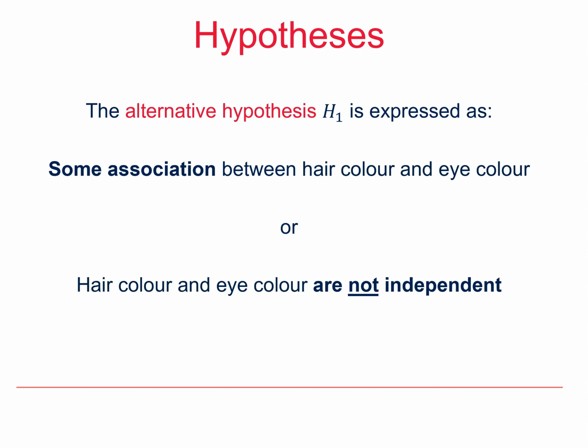And our alternative hypothesis would be that there is some association between hair colour and eye colour, or that hair colour and eye colour are not independent. Note that dependent has a subtly different meaning, so we'll stick with saying that they are not independent.